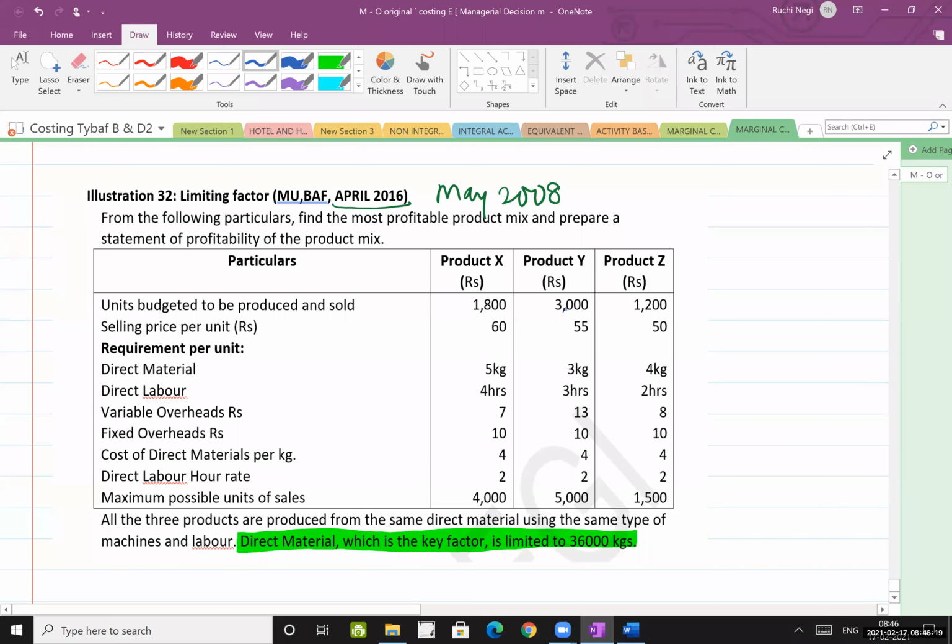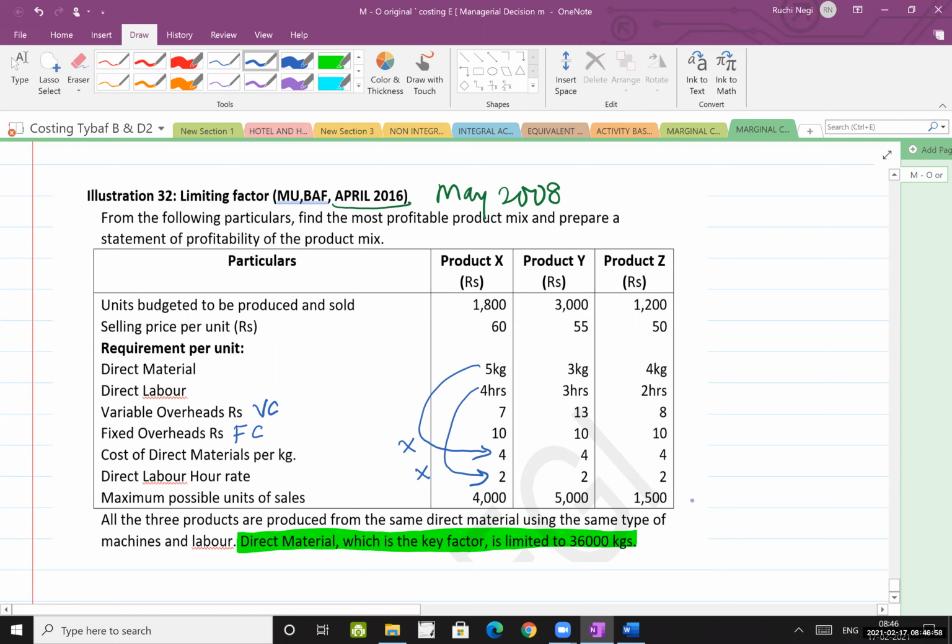Units budgeted and to be produced, selling price, requirements per unit, direct material, direct labor, variable overheads, variable cost, fixed overheads, fixed cost, cost of direct material. So this will be multiplied so that we get the material cost. Direct material multiplied with cost per material. Then labor, 4 hours into 2 rupees. Multiply.